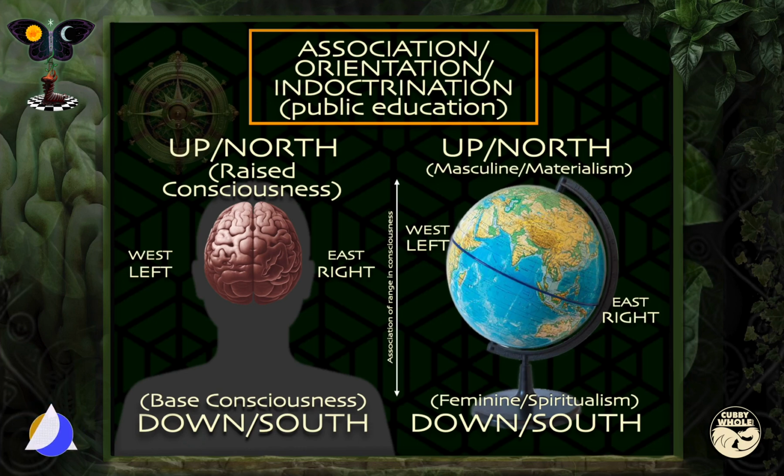So up represents the direction to raise consciousness towards, right? Which is associated with the north direction on the globe. I want you to just keep paying attention back and forth between these. And base consciousness is associated with the downward direction. And downward is associated with what? It's associated with the southern hemisphere. So the range between low consciousness to high consciousness is gauged between up and down, or down and up.